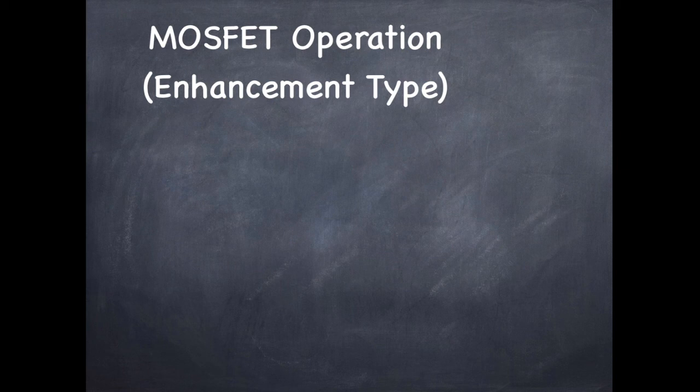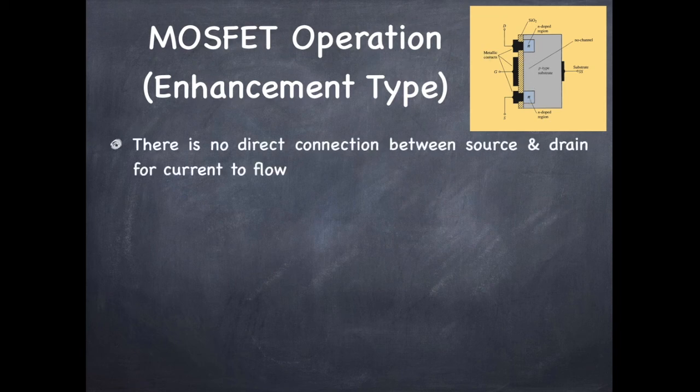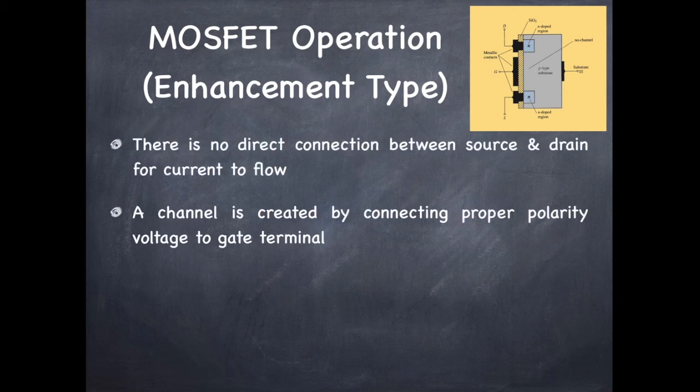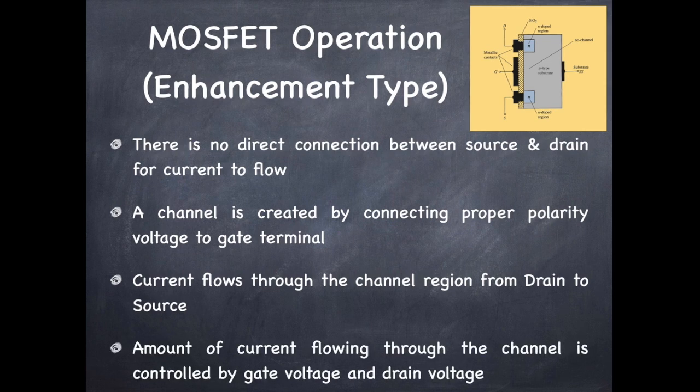Coming to enhancement type, we know that there is no direct connection between source and drain for the current to flow. So we need to create a channel by connecting proper polarity voltage to the gate terminal. As we apply gate voltage, the current starts flowing from channel region. If it is N channel, it will flow from drain to source. But we need to bias the drain terminal also with respect to source terminal. Thus, the amount of current flowing through the channel is controlled by the gate voltage and the drain voltage.